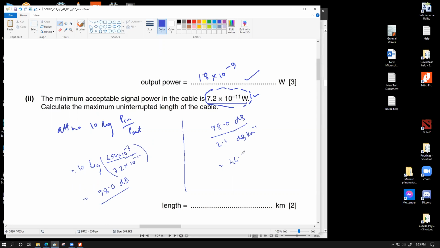46 point. I'm going for 46.6 because I used the answer value. I didn't use 90.0 exactly. 46.6 kilometers or 47.0 kilometers. You can write 47.0 kilometers. So this question is to calculate the maximum uninterrupted length. I think that's the correct answer. I'll have a look at the mark scheme.